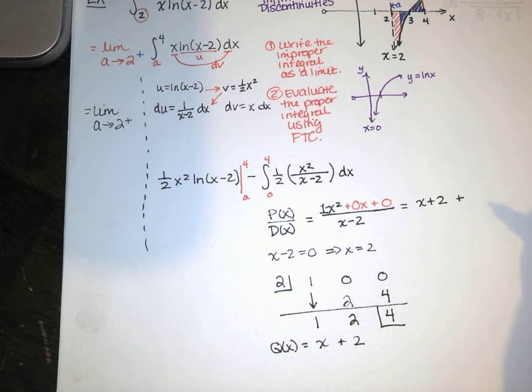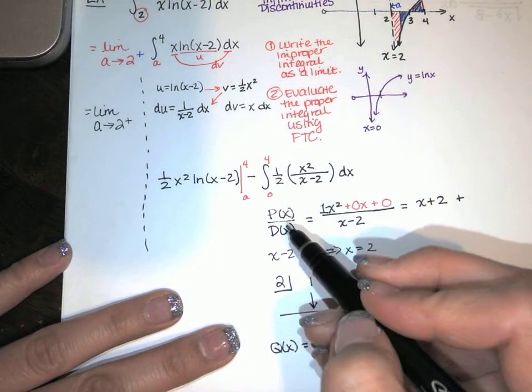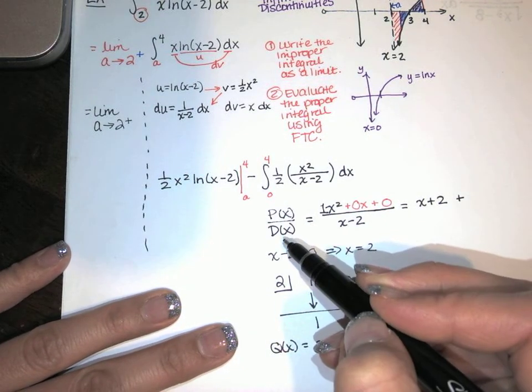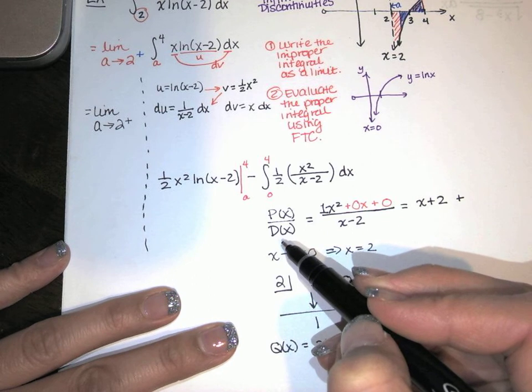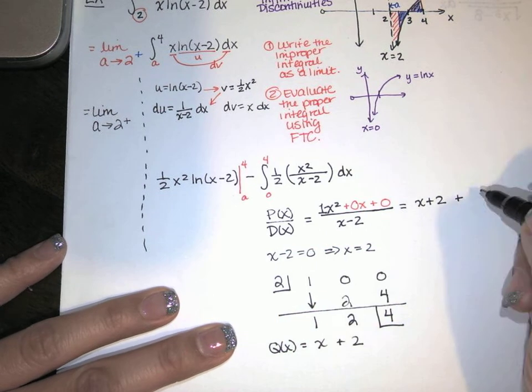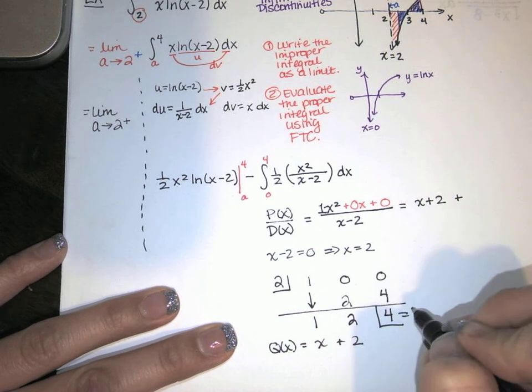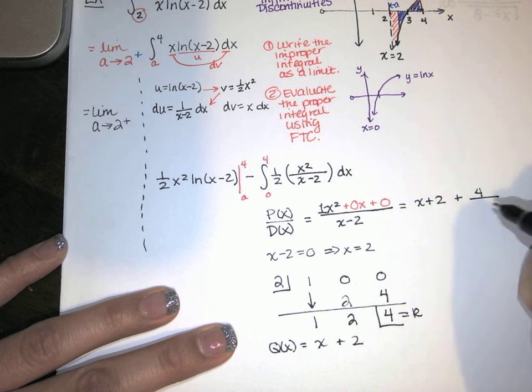And it may have been a while since you've done this. Whenever you're dividing a polynomial by another polynomial, which we're going to call the divisor, you get a quotient plus the remainder, which is 4, over the divisor, which is x minus 2.